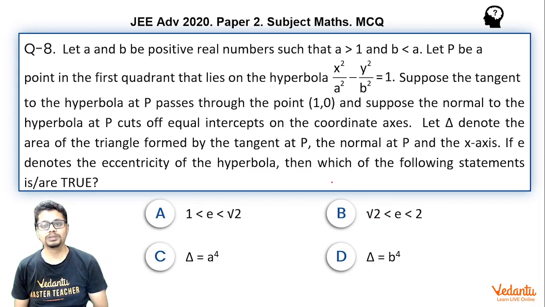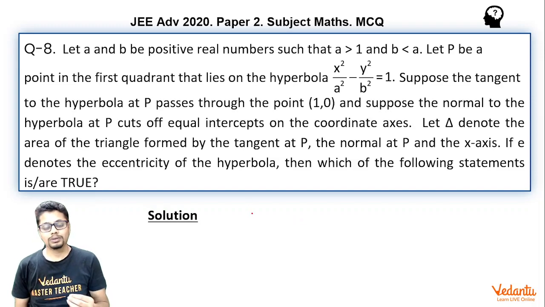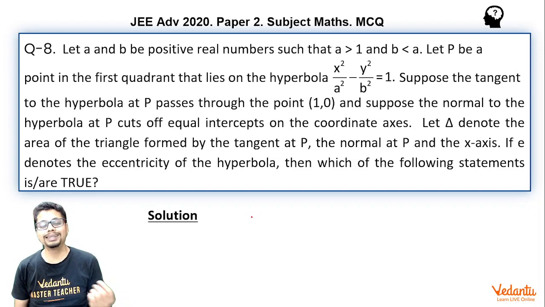So there are four options. It is a multiple correct type question, and this year there was partial marking too. The first two options are related to eccentricity E of the hyperbola, and the other two options are related to the area of the triangle formed by the tangent at point P, the normal at point P, and the x-axis. Now you would pounce on the question of eccentricity. The first option says E is greater than 1 and less than root 2. The second option says E is greater than root 2 and less than 2.